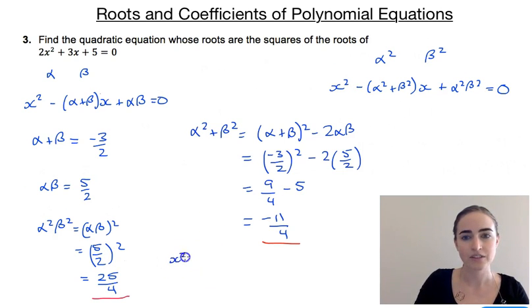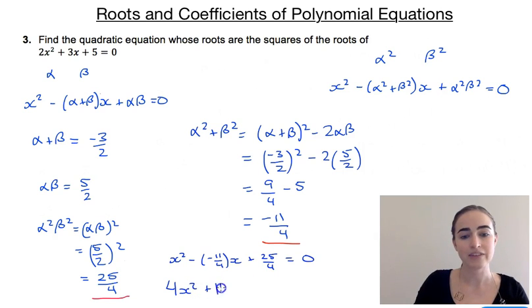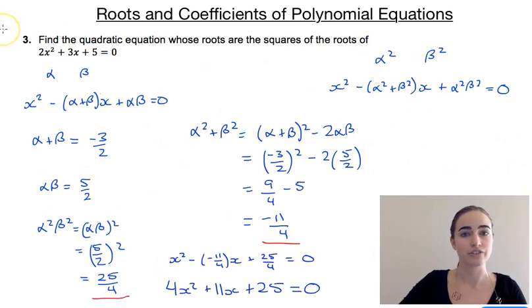So we're going to have x squared minus 11 over 4 x plus 25 over 4 equals 0. So this minus minus is going to become a plus, and we're also going to multiply everything by 4 so that we're getting rid of our fractions. It's going to give us 4x squared plus 11x plus 25 equals 0. So the roots of this new equation are the squares of the roots of our original equation.